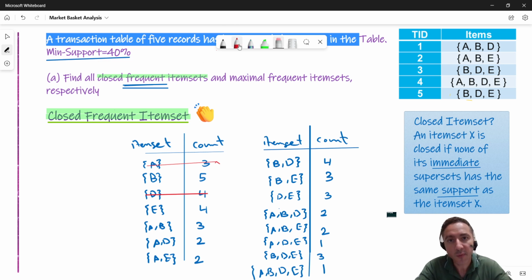Let's keep inspecting. Now for E, the immediate supersets for E are this one and this one. Do any of these hold the same support count? No. That means this is a closed item set.